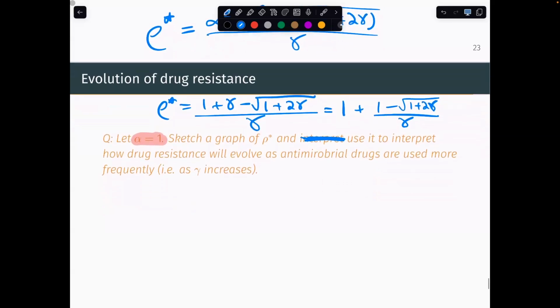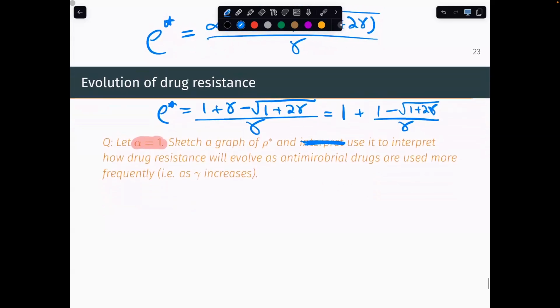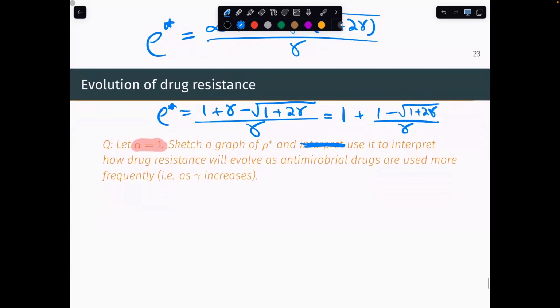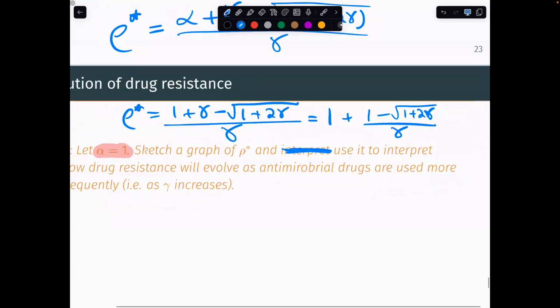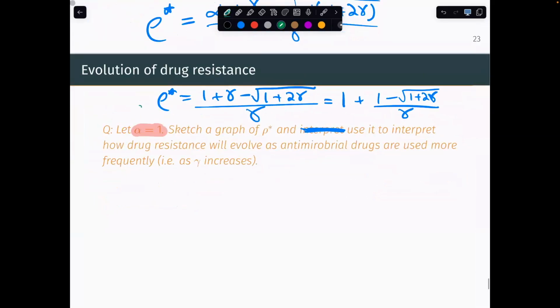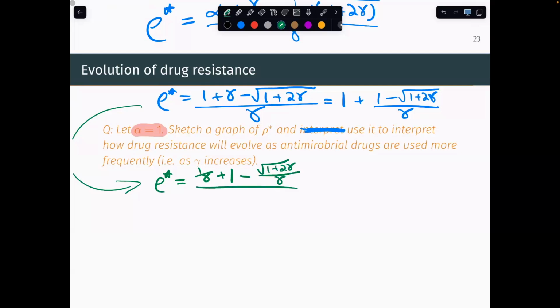Okay, so what can we tell? Well, one thing we can do, let's see, what's the best way to do this? Start from this one here. One thing we can do is divide everything top and bottom by gamma. You're not sure what happens when gamma gets, say, very large. You get 1 over gamma plus 1 minus the square root of 1 plus 2 gamma, over gamma. And we get gamma over gamma on the denominator, so 1.